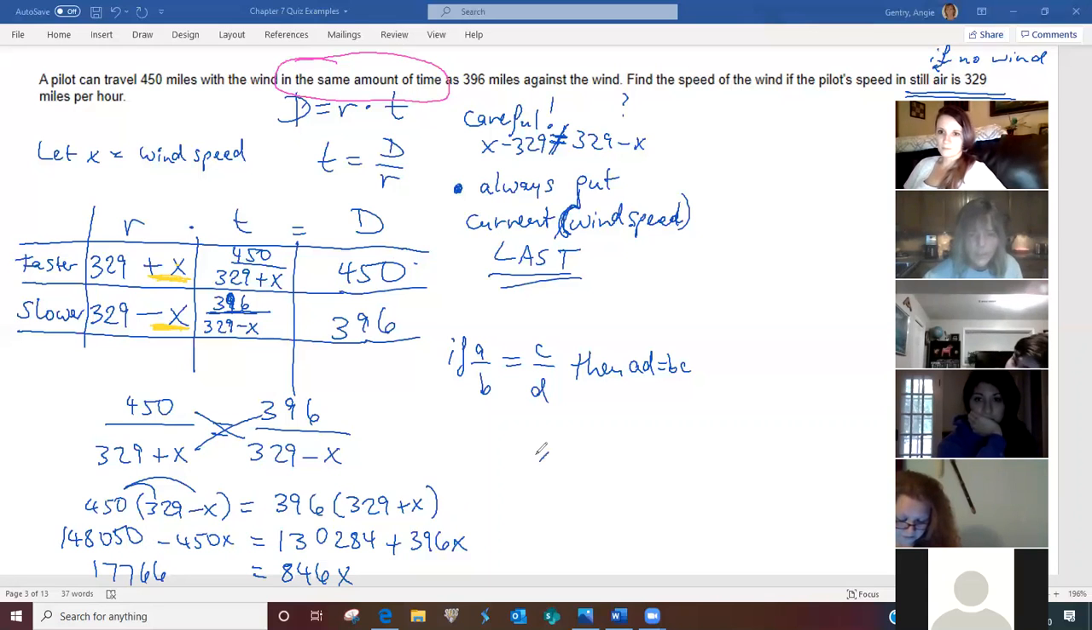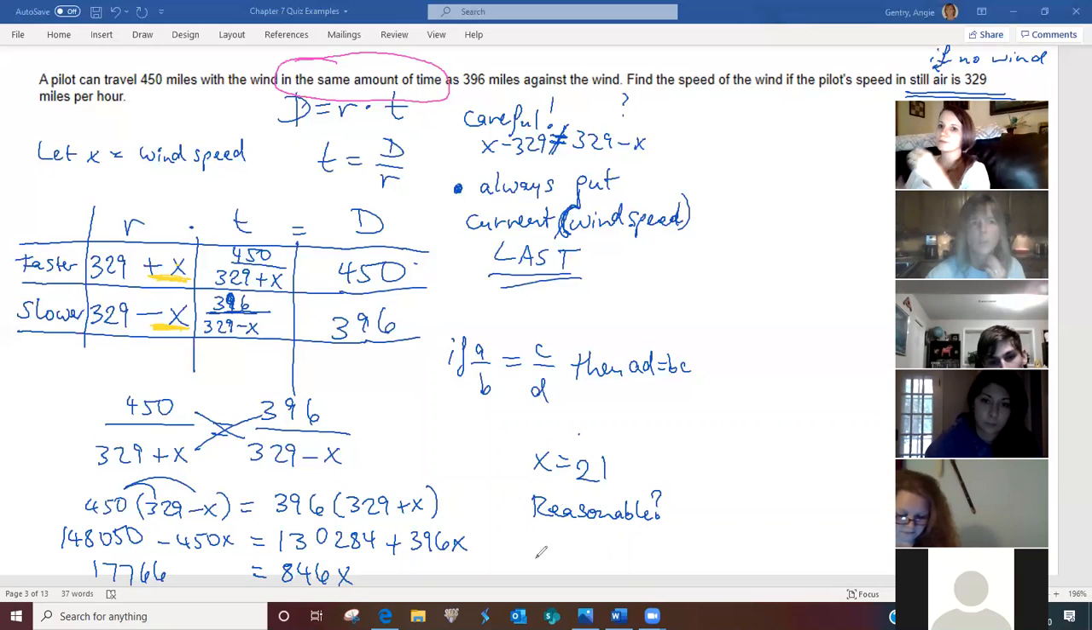Okay, and then you get x equals that number divided by 846. Let's hope it's clean. 21. And then we ask, does that make sense? Reasonable? Now, first of all, it's not some weird fraction or decimal. Wind speed is 21 miles per hour, reasonable wind speed, right? Yes.